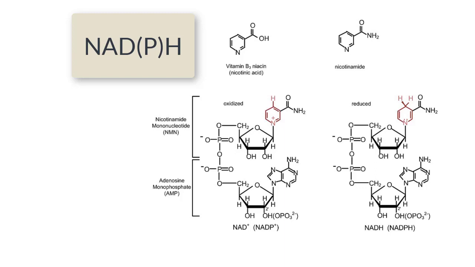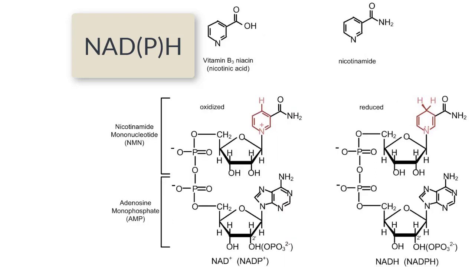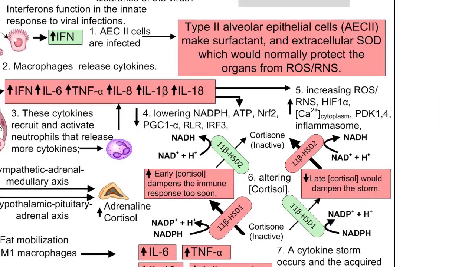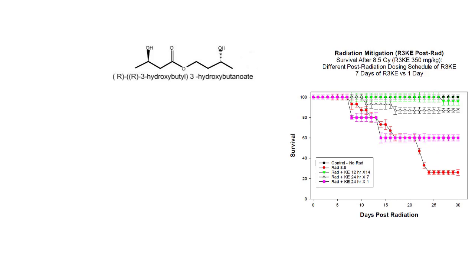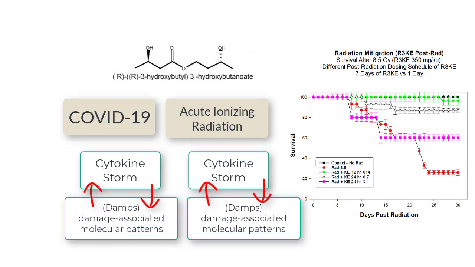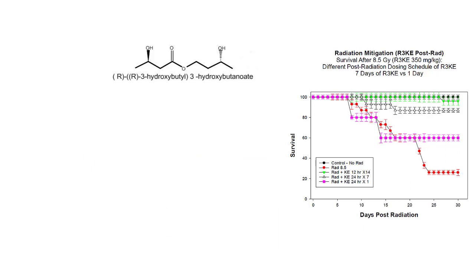Video 4 fills in some of the background information about NADPH. We have looked at the similarities between the cytokine storm in radiation and in COVID-19, recognizing that ketone ester was able to save the majority of lethally exposed mice.